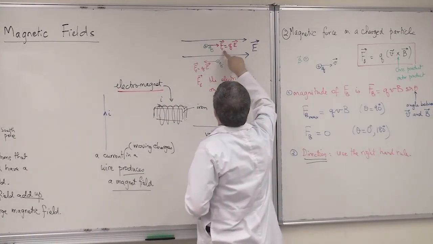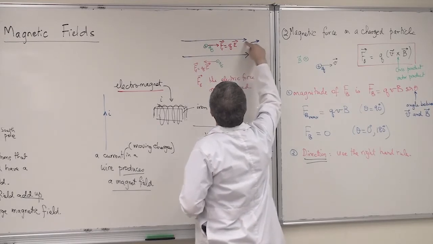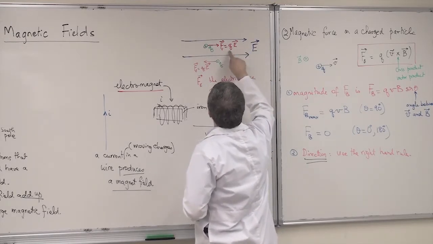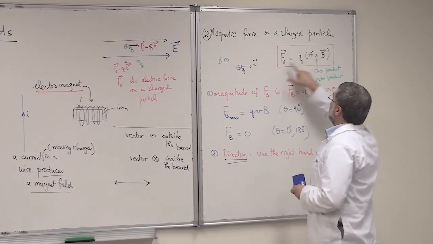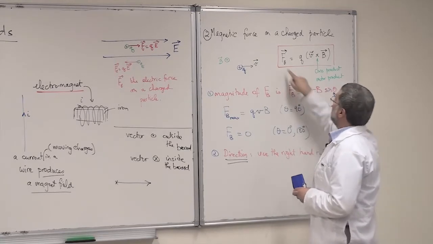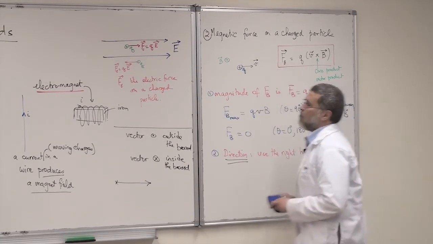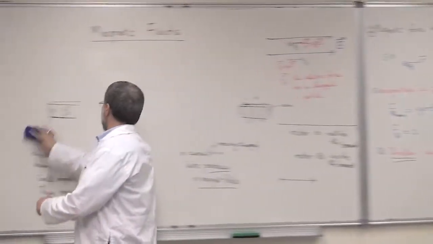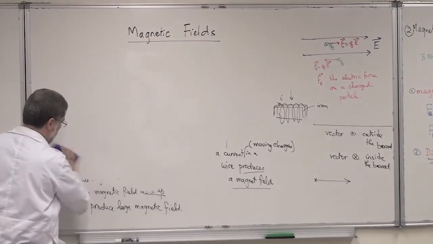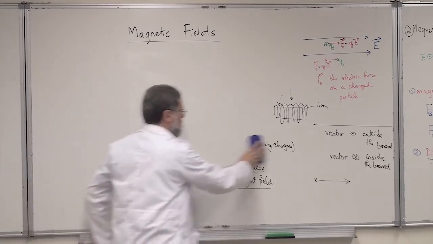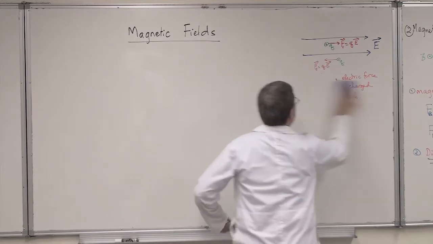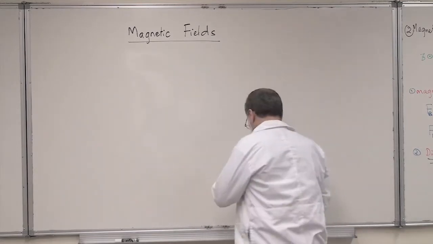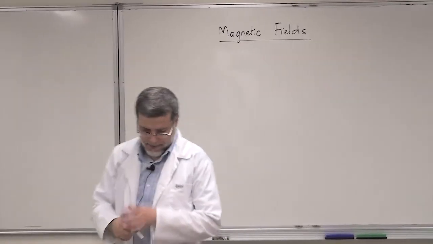Here, the direction of the electric force is very easy to find. It's either parallel or anti-parallel to the electric field, depending on the sign of the charge. But here, no. Here you have to use what is called the right-hand rule to find the direction of the force, of this F_B, okay? Because generally, v and B are given to you, and you are looking for the direction of the force, which is the cross product of v and B, okay? Now let me quickly discuss with you how to find the direction, okay?